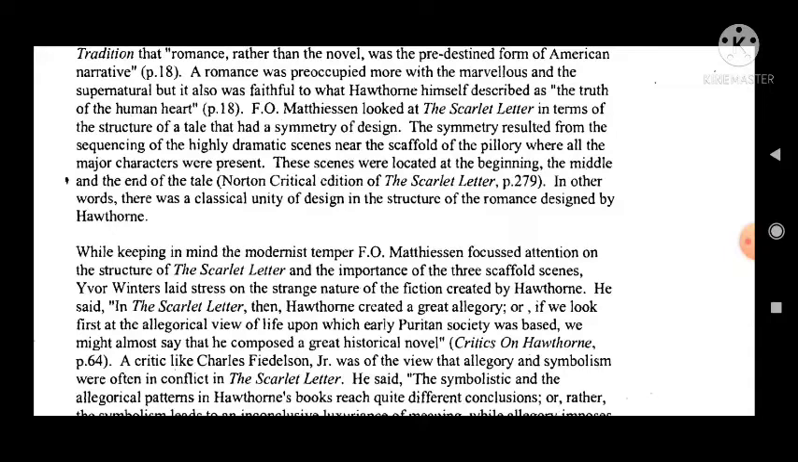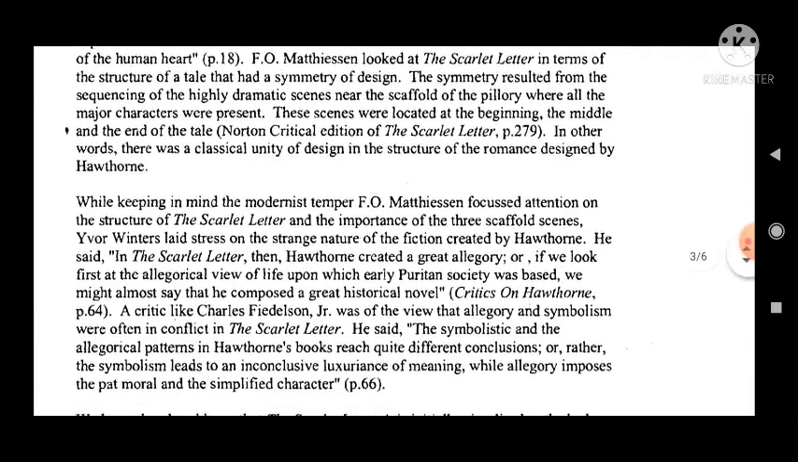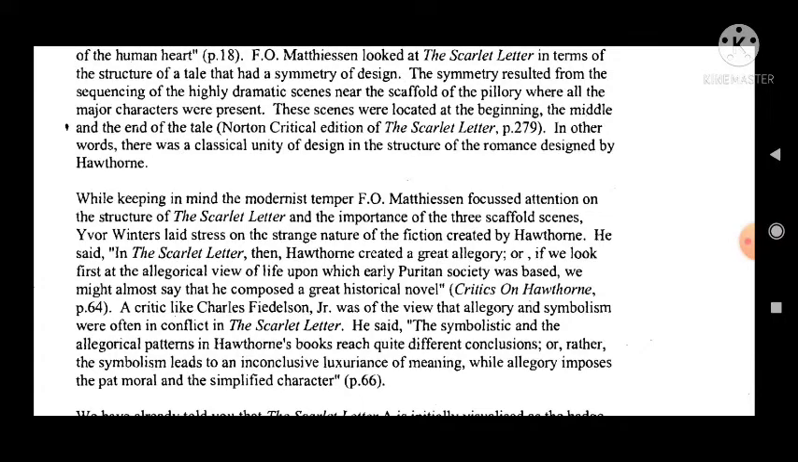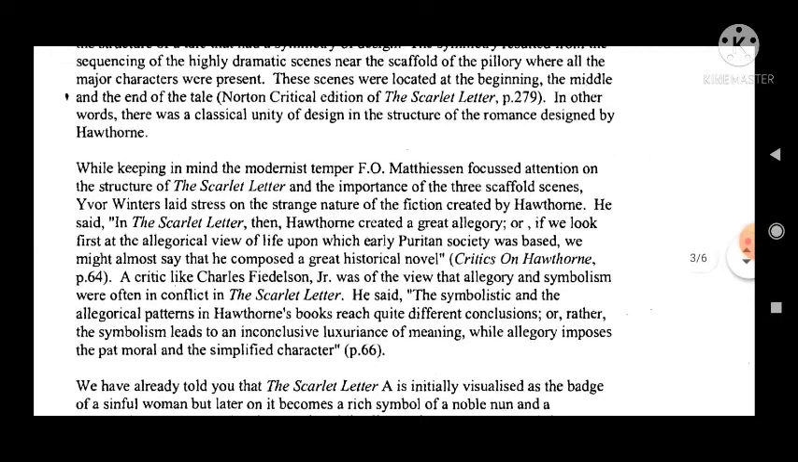F.O. Matthiessen looked at the Scarlet Letter in terms of the structure of a tale that had a symmetry of design. This symmetry resulted from the sequencing of the highly dramatic scenes near the scaffold of the pillory where all the major characters were present. These scenes were located at the beginning, the middle, and the end of the tale, that is, Norton Critical Edition of the Scarlet Letter, page number 279. In other words, there was a classical unity of design in the structure of romance designed by Hawthorne.